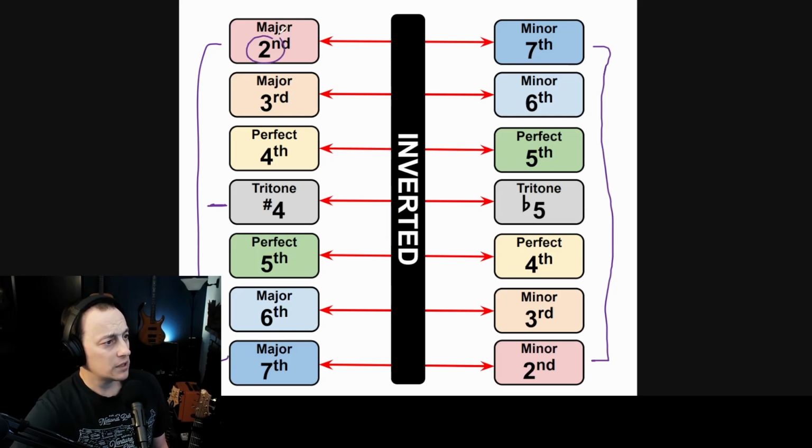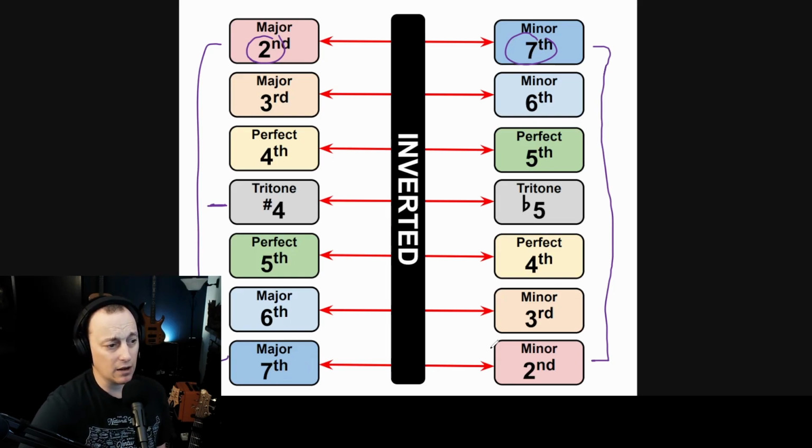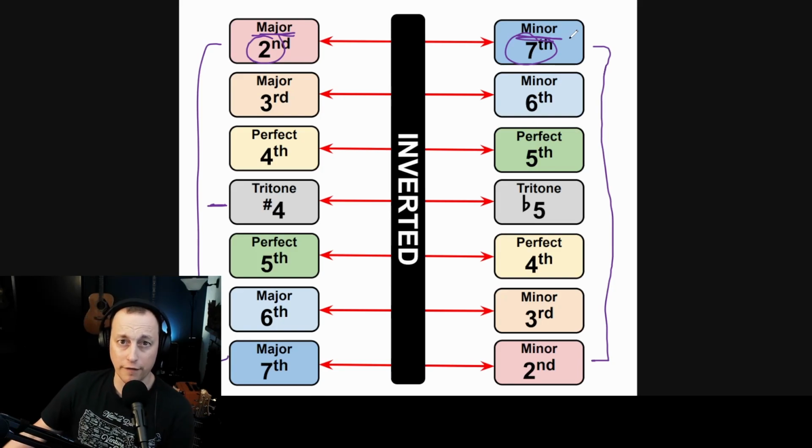So 2s, right, become 7s, which means that if you have a major second, it's going to become a 7th. If you have a major 7th, it's going to become a 2nd, right? Those are our pairings, the 7s and the 2s. The major, of course, becomes minor. So the 2 becomes a 7, but if it's a major 2, it becomes a minor 7th. You're always going to swap that quality. You're never going to invert a major interval and have it still be a major interval.